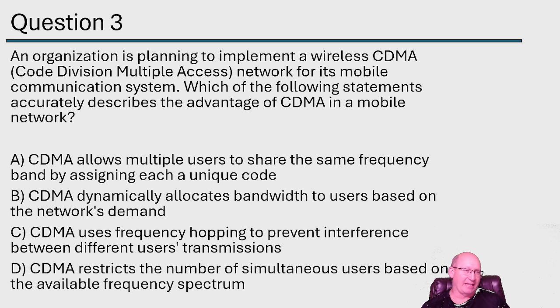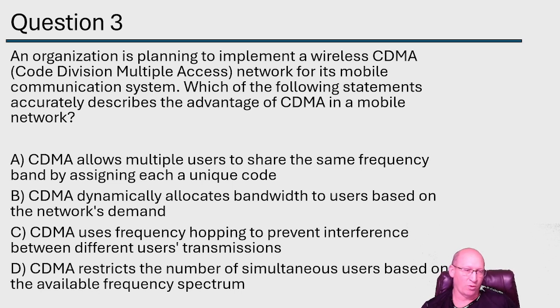CDMA. I was nice. I gave you the code division multiple access. Not to be confused with TDMA, time division. Not to be confused with FDMA, frequency division. All right, let's answer this one. Let's start with D. CDMA restricts the number of simultaneous users based on the availability of frequency spectrum. No, that would be more FDMA. C uses frequency hopping to prevent interference between different users' transmissions. Again, not something CDMA does. That's more of a frequency thing. Code division has nothing to do with frequency hopping.